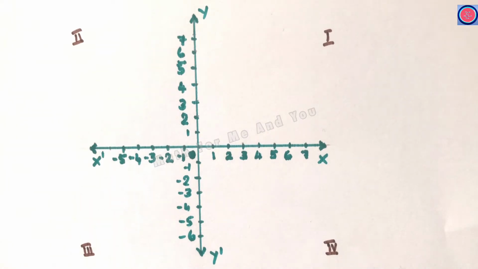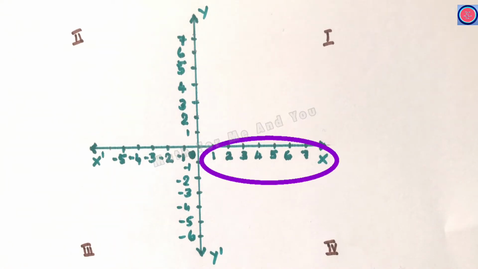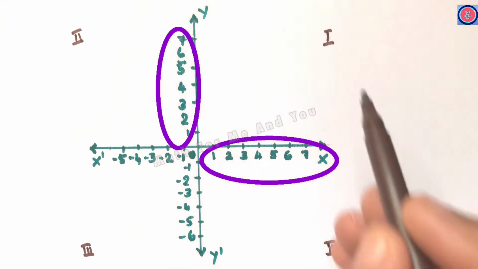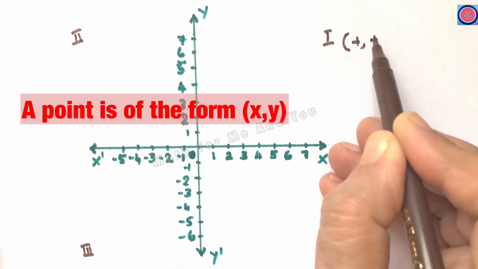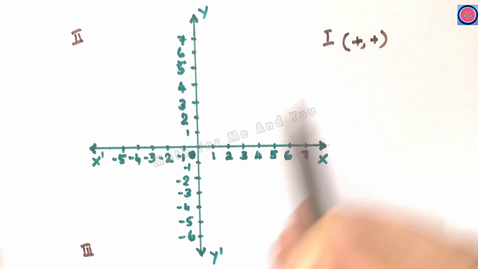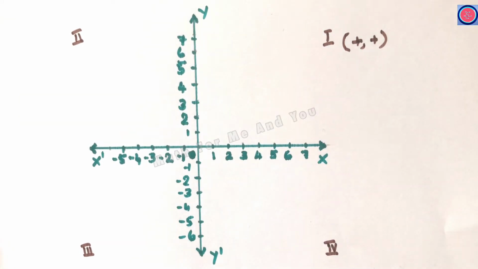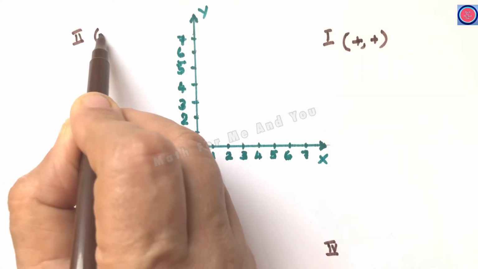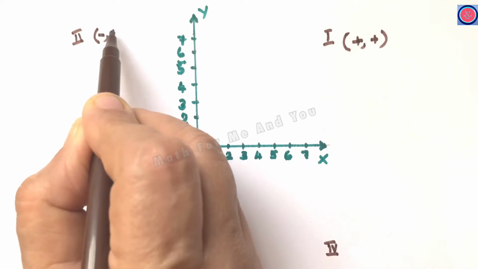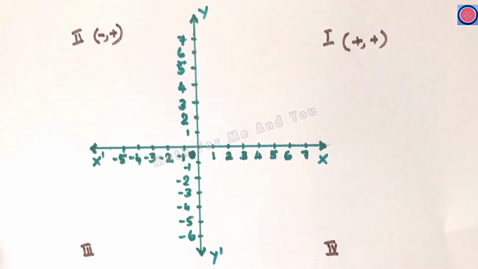In the first quadrant, we can see all the numbers on the x-axis and y-axis are positive numbers. If we select any point on the first quadrant, it will be of the form (positive, positive). That means with a positive x number and a positive y number. In the second quadrant, x values are negative. So here we are getting negative x values with the positive y values. Any point on the second quadrant will be of the form (negative, positive).